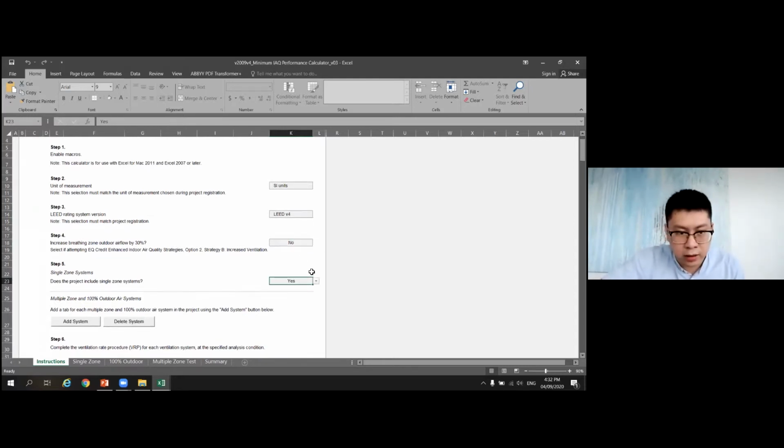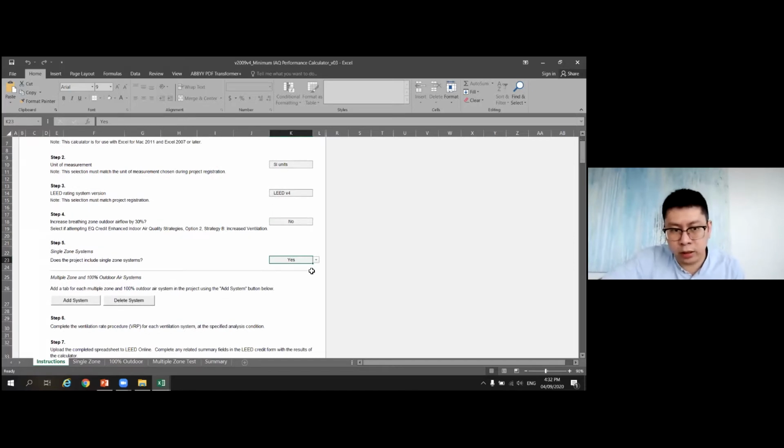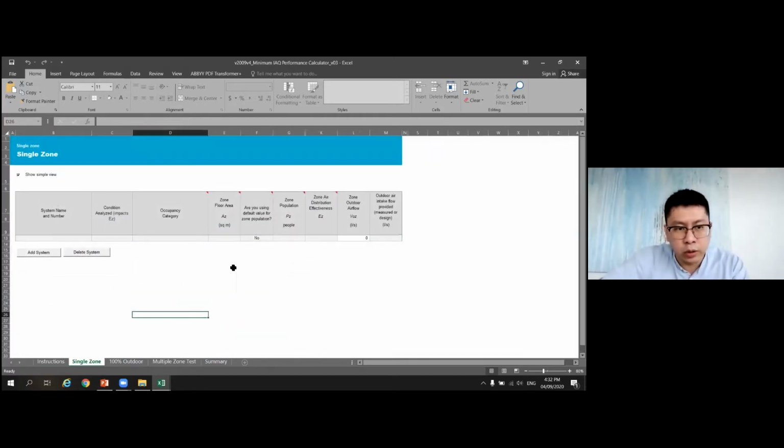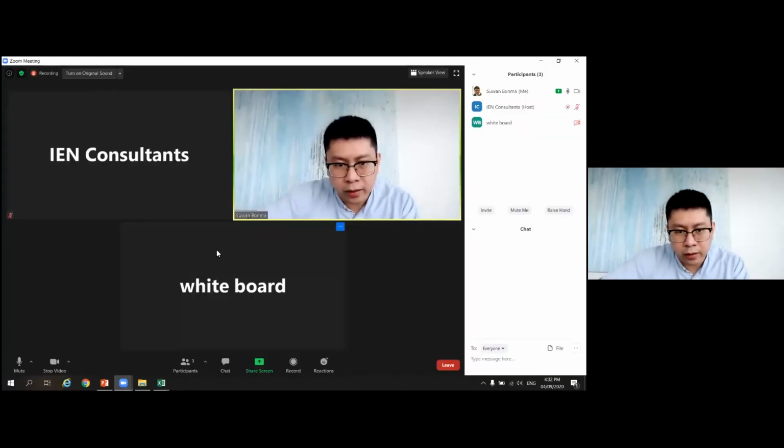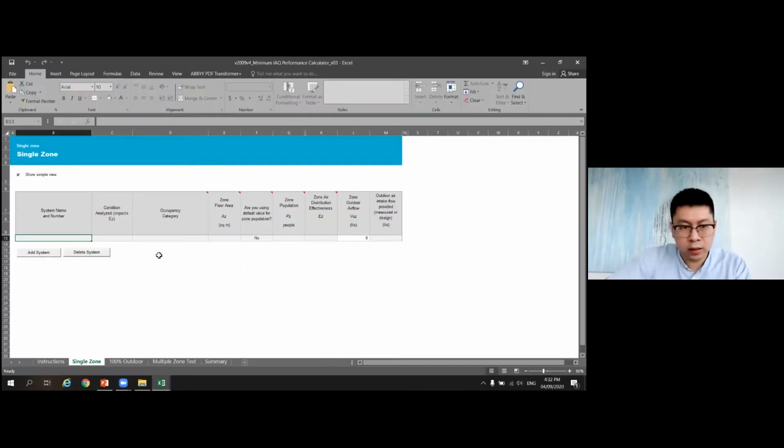Next, this is where you input the single zone system. If you have a single zone system, you just click yes. When you click yes, this single zone section will appear. In single zone, it's rather simple. Just input your system name and your number. In this case, you can just put in, let's say, AHU 1 serving, let's say, office space.